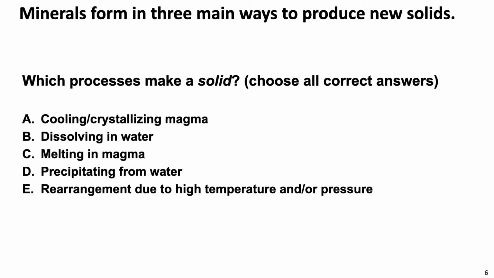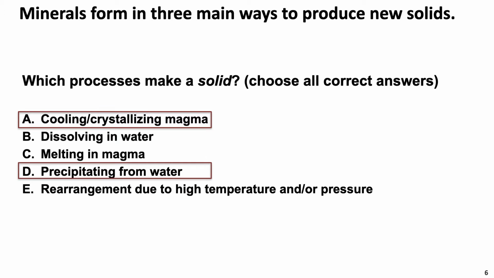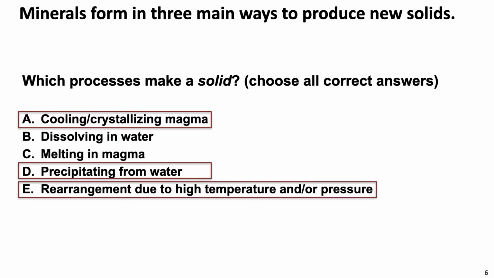All right, so what did you come up with? Hopefully you came up with crystallizing or cooling magma, so molten rock, that would be A, is a process that makes a solid. Precipitating from water, or crystallizing out of a solution of water where something is dissolved in it that is not stable, eventually becomes a solid. And E, rearrangement of atoms due to high temperature and/or high pressure. This is going to end up being discussed when we work on metamorphic rocks, but all of these produce minerals, which in turn can make rocks.